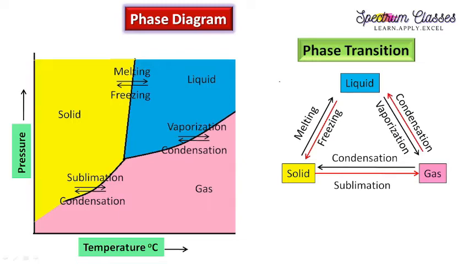Now two more points are there. This is called the triple point, and the triple point is defined as the point where three different phases, solid, liquid and gas, meet at one point. Now coming to the critical point.